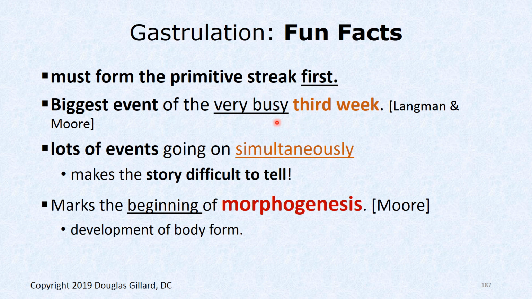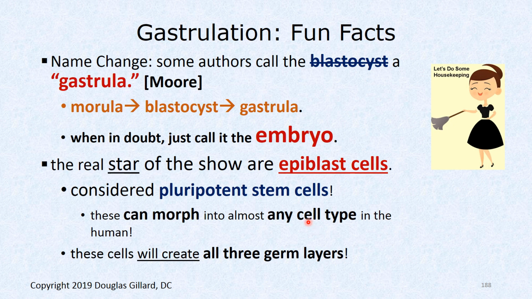Week 3 is very busy, but this is the biggest event, the star of the show. Lots of stuff is going on at the same time, so it's kind of hard to tell the story because two important processes are going on at once. And it marks the beginning of morphogenesis, a name you chiropractic students need to know for the Board of Examiners. It means development of the body form.